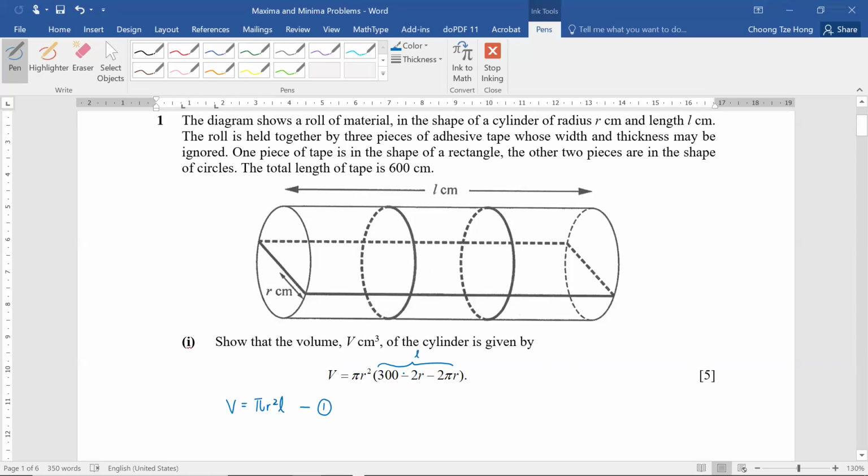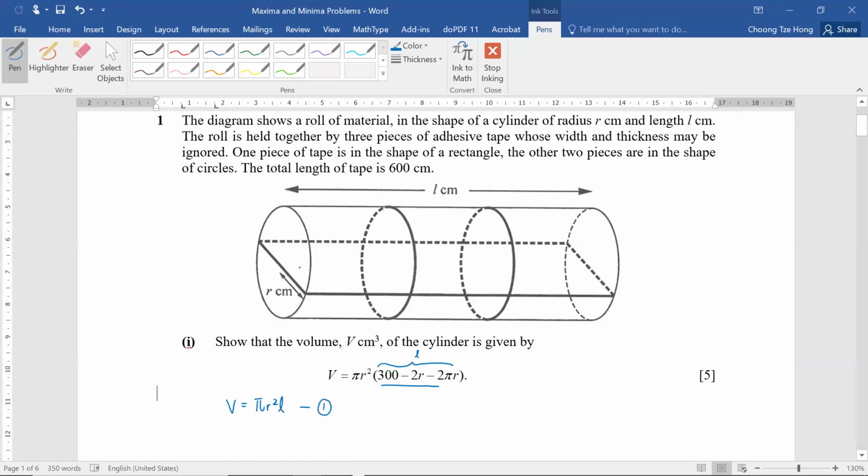If only we can form an equation and make L the subject, and L is 300 minus 2r minus 2 pi r, then we can sub it into equation 1 and we will be able to show what they want us to show. So that's our aim, to show that L equals this particular term. Let's read the question one more time.